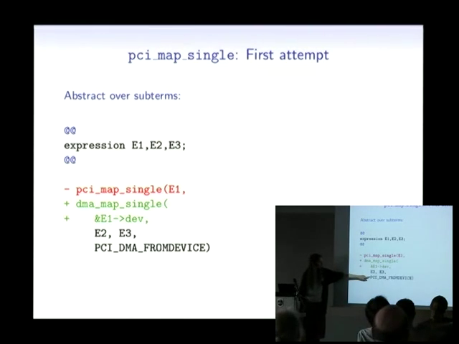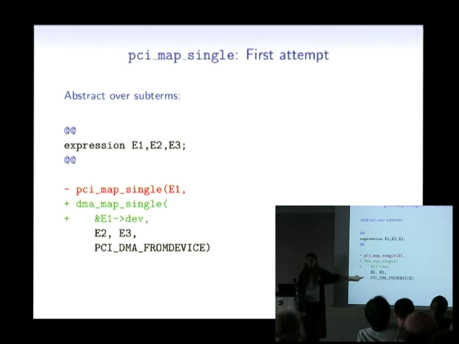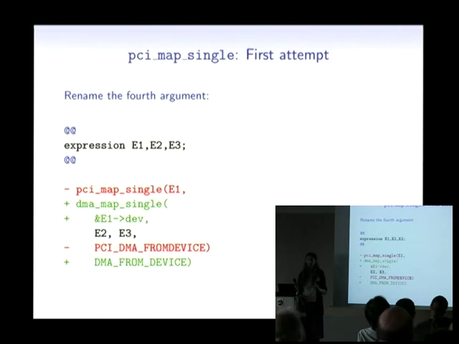Okay, but of course that's not sufficient because we need to change this as well. And so we can just do that. We don't like this one, we put a minus in front of it, and then we put a plus with the thing that we do like.